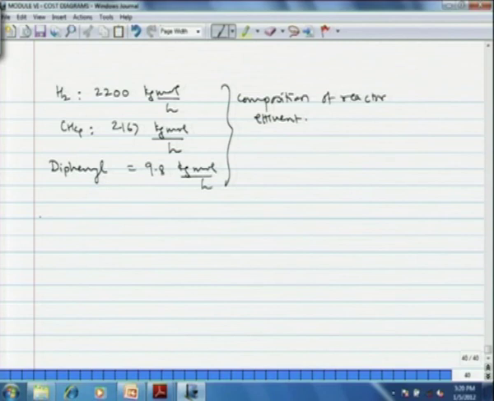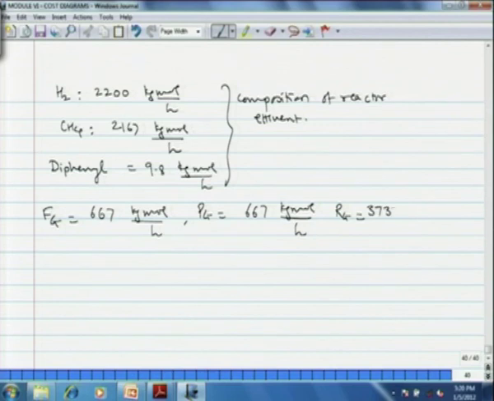The fresh gas Fg is 667 kgmol per hour. Purge gas Pg is also 667 kgmol per hour, and recycle gas Rg is 3733 kgmol per hour.